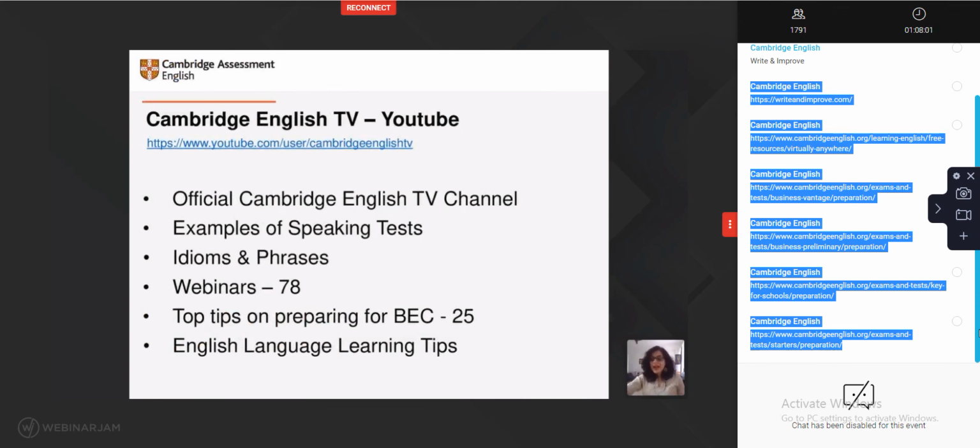The next thing that you have on your slide in front of you is the Cambridge English TV, right, on YouTube. And this is the URL for Cambridge English TV. It is the official Cambridge English TV channel. You have examples of several speaking tests, right, where you can see how the candidates are attempting the tasks. So when you see an actual video, you get a better understanding of the way you need to prepare your students for that particular task and the language skills that the student is being assessed for.